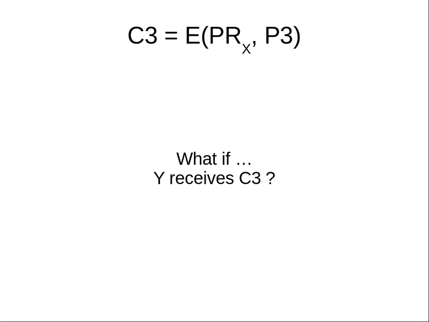So what happens here? Someone encrypted P3 using the private key of X and they obtained C3. What if Y receives C3? What does Y know? Do they know P3? This is logic. There's not much detail of the algorithm we'll go through. It's just some logic if you remember the rules. Why are you saying no? Why can't they know P3? What do they need to know P3?